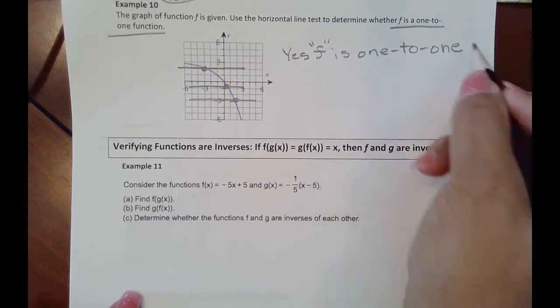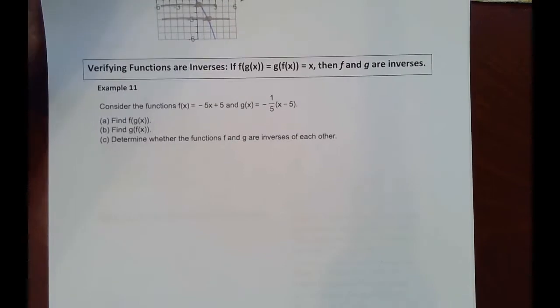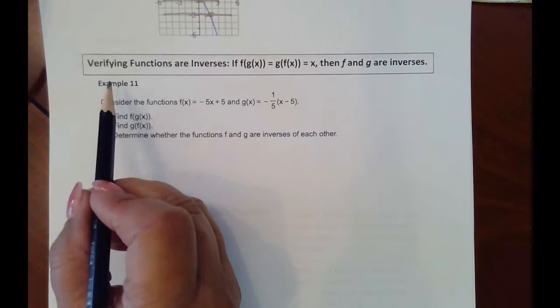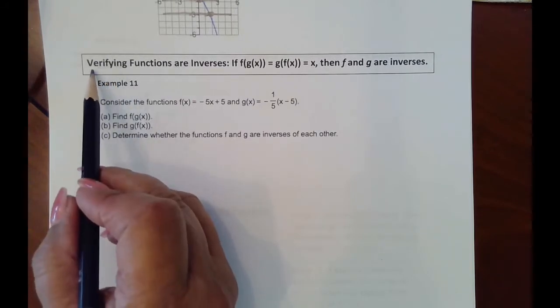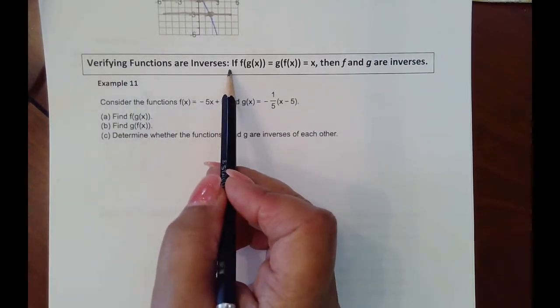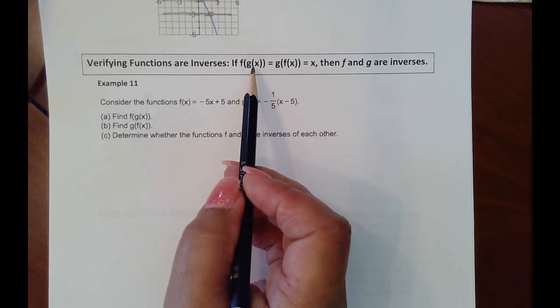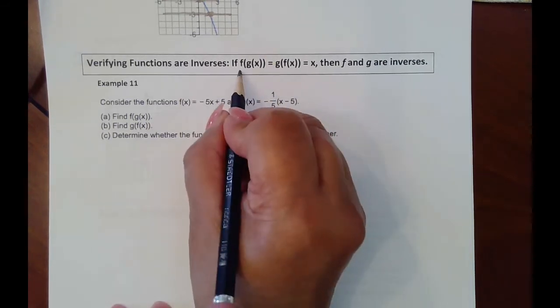Okay, going to number 11. So now we take a look at what happens when you have two separate functions and you're trying to prove whether or not they're inverses of each other. You would use this verification procedure. Two functions are inverses if f composed of g of x, and we learned how to do compositions in 5.1. That was the main emphasis of section 5.1.